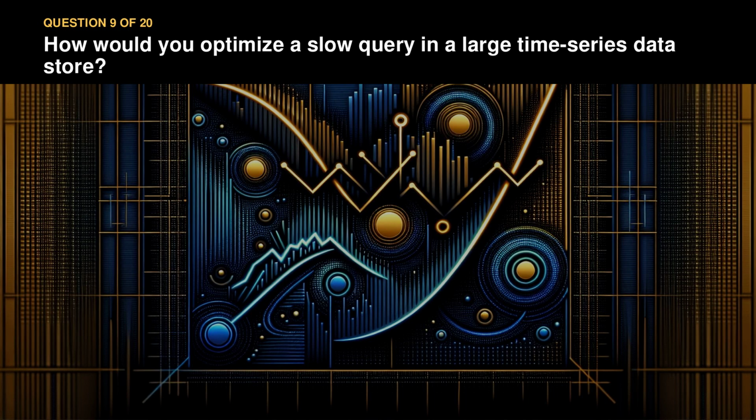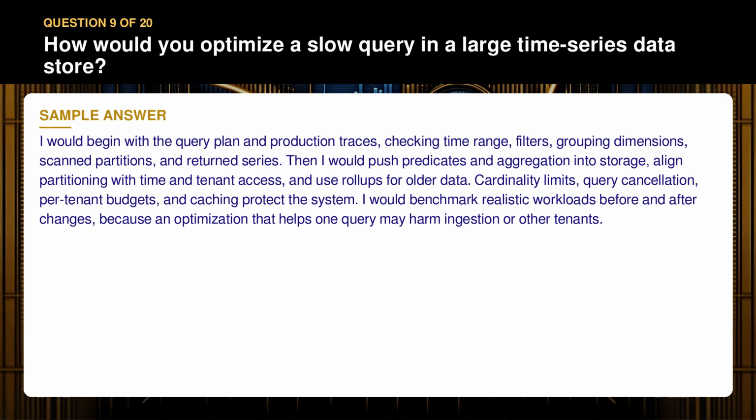Question 9. How would you optimize a slow query in a large time series data store? I would begin with the query plan and production traces, checking time range, filters, grouping dimensions, scanned partitions, and returned series. Then I would push predicates and aggregation into storage, align partitioning with time and tenant access, and use rollups for older data. Cardinality limits, query cancellation, per-tenant budgets, and caching protect the system.